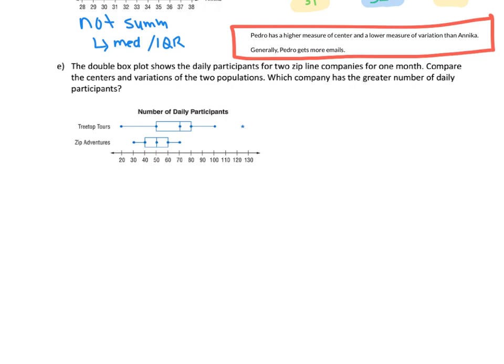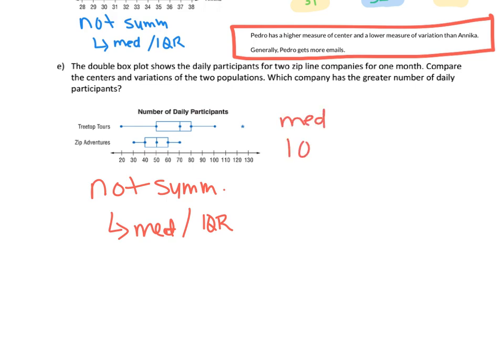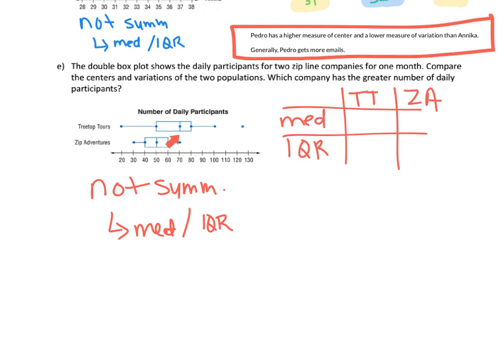All right, the data are not symmetric, which means we're using the median and IQR. I like the median and IQR, especially on box plots. It's painless, quick and easy. So we want the median and IQR, and we want this for Treetop and Zip Adventures. The median for Treetop Tours is at 70. And the median for Zip Adventures is at 50.